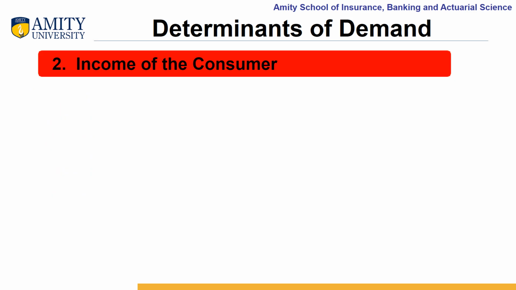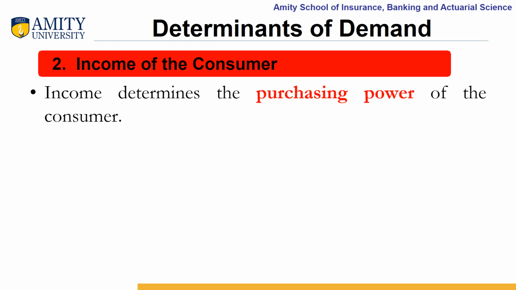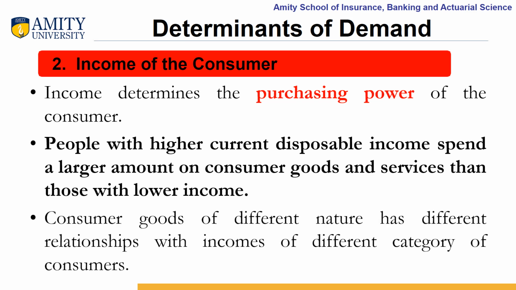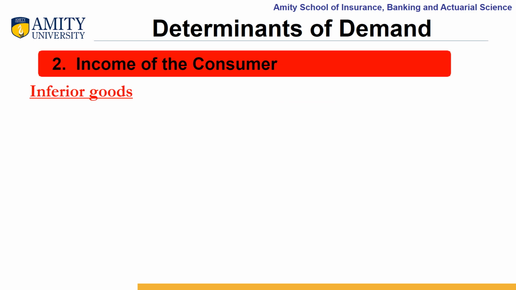The second factor is the income of the consumer. So let us understand how the income of the consumer will affect the demand of the commodity. Income determines the purchasing power of the consumer. People with higher current disposable income spend a larger amount on consumer goods and services than those with lower income. Consumer goods of different nature have different relationships with incomes of different categories of consumers. So for the normal goods, there is a positive relationship between the income of the consumer and the demand of that commodity. But this is not the case with inferior goods.